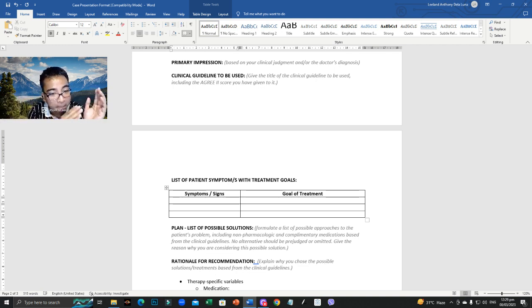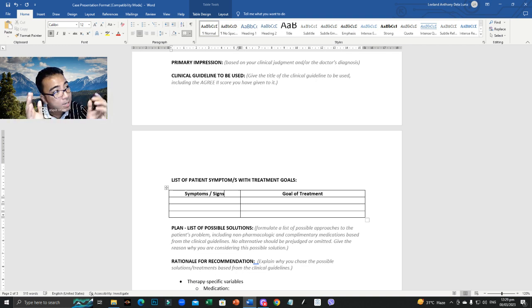Kasi dapat, bawat problem ng patient natin, bawat nararamdaman niya, okay, may kaakibat yun na treatment, kung kailangan ng treatment talaga. Baka pwede naman kasing complementary lang. Okay? So again, it depends.